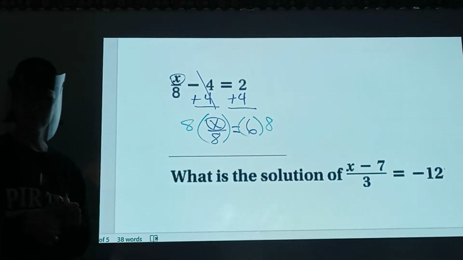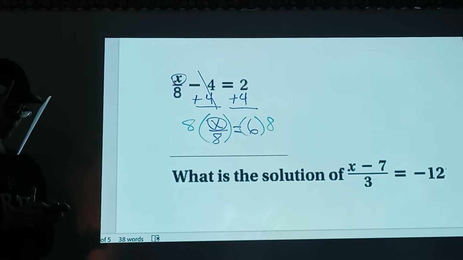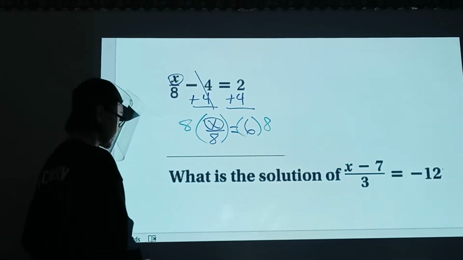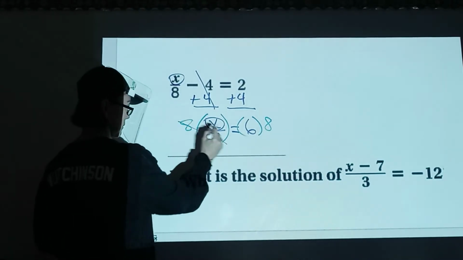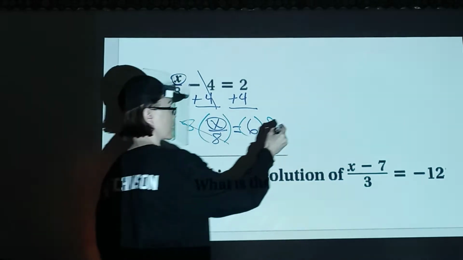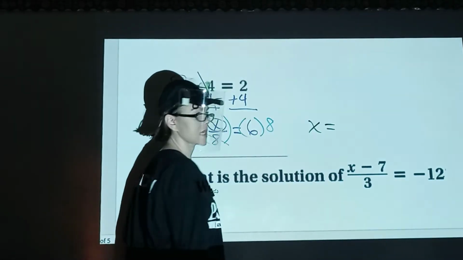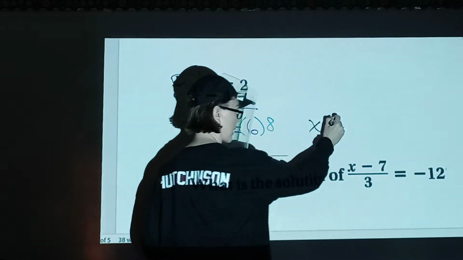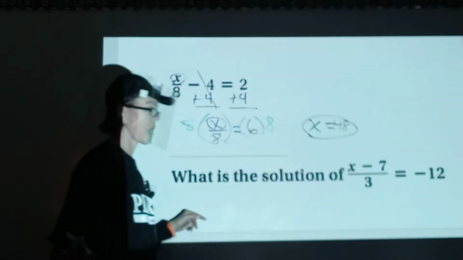You with me? Okay. What happens to the 8s? They cancel. Bring over your x. What is 6 times 8? 48. And we're done. How are we doing?